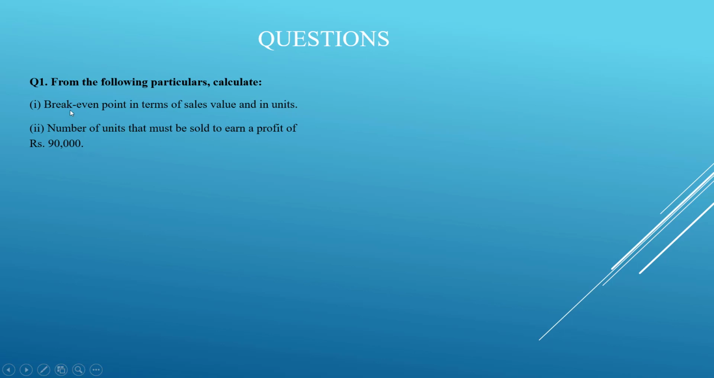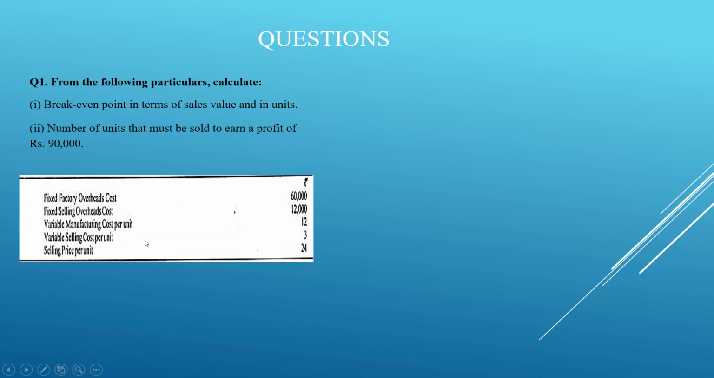Now, what is the question saying? Break even point in terms of sales value. That means you have to find out the BEP in terms of rupees and in terms of units. Two questions in one part. That is, in rupee value you have to find out, and in units also you have to find out. Next is the number of units you have to find out if the desired profit is 90,000. Okay, you have to understand the question very carefully so that you can put up the proper formulas for this.